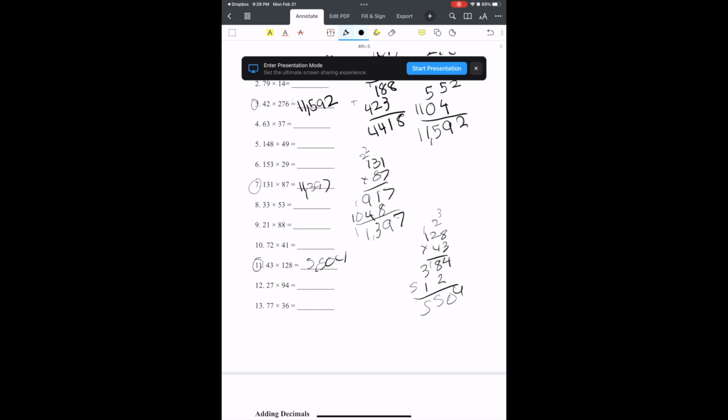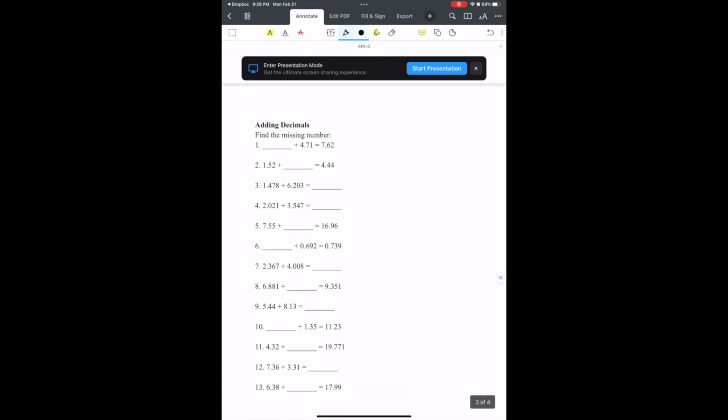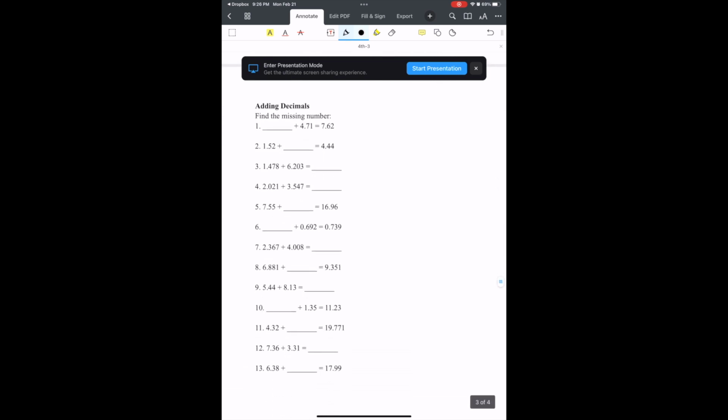Alright, so let's move on. So we're moving to adding decimals. Decimals are really scary looking, but you shouldn't be afraid of them because they're really easy. Let's start with number 1.